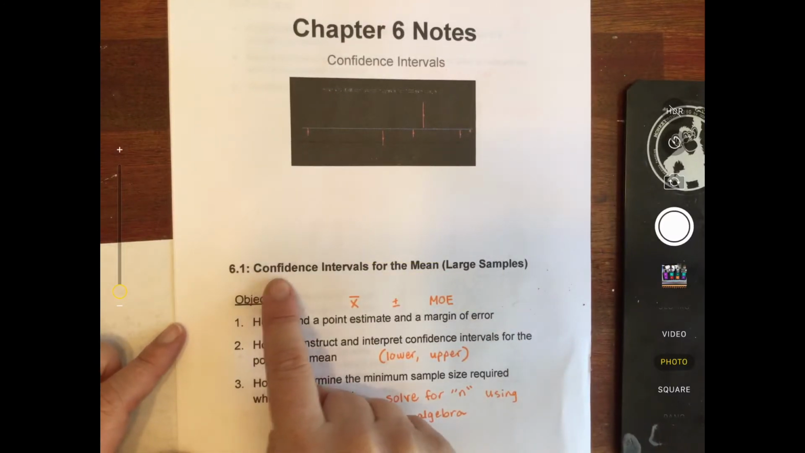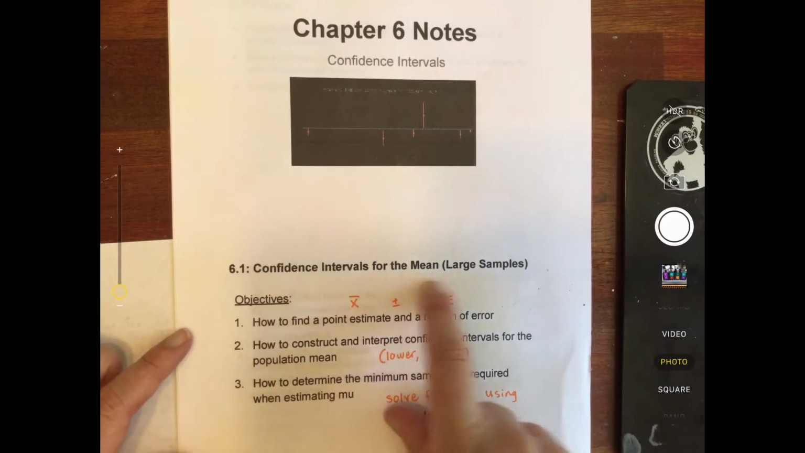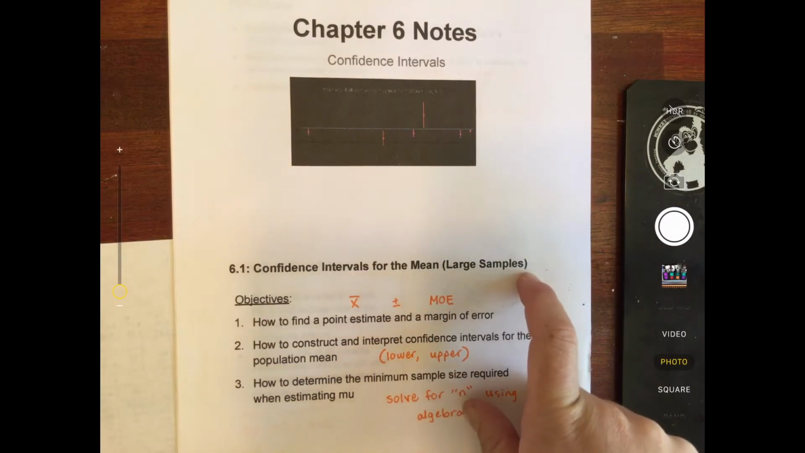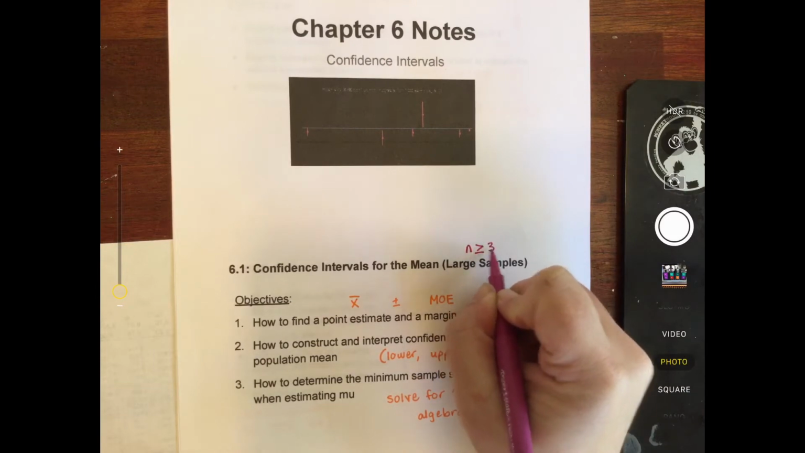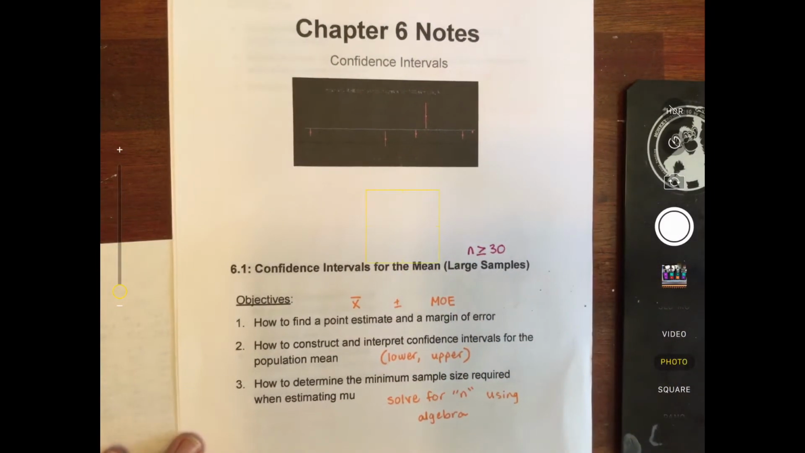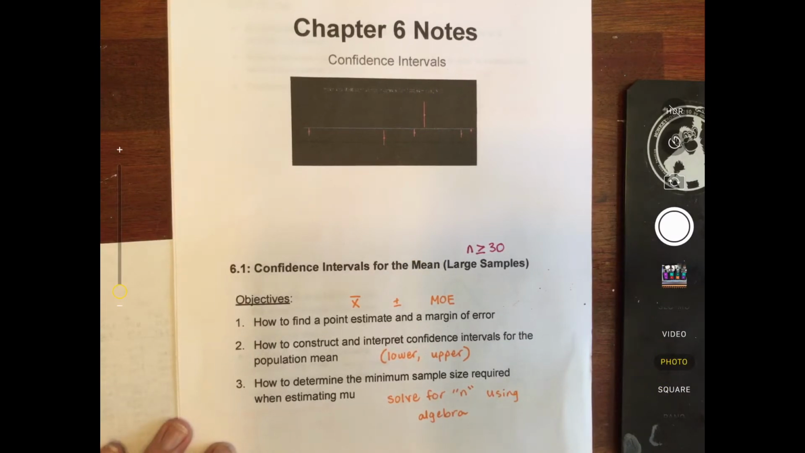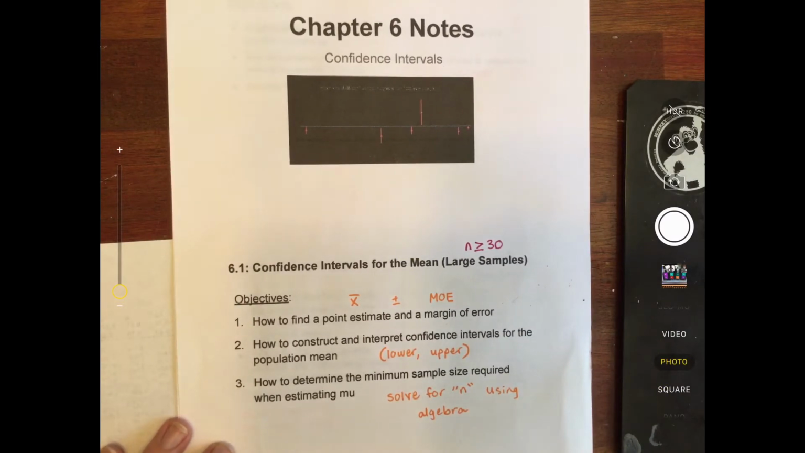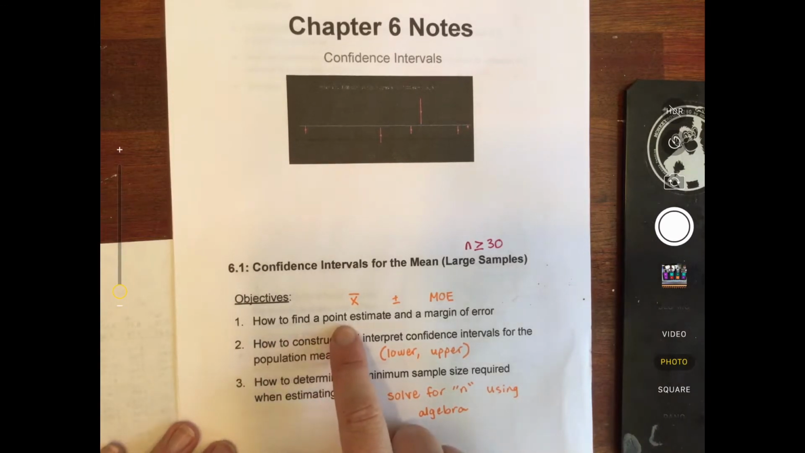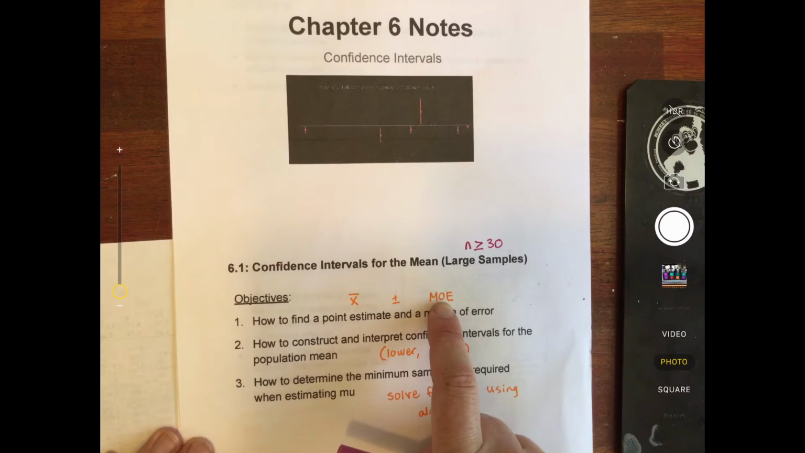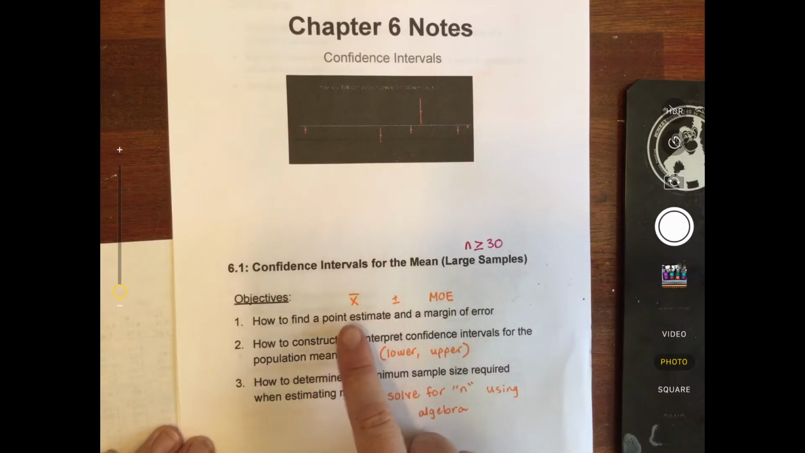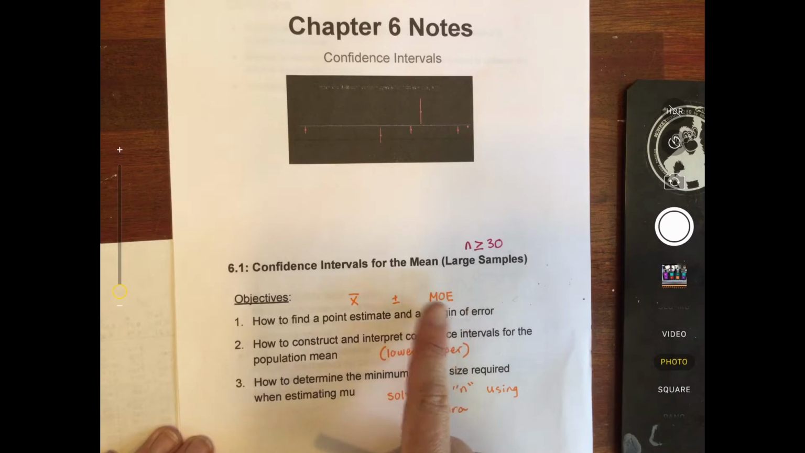6.1 has to do with confidence intervals for the mean, and this is for large samples. So anything n greater than or equal to 30, we will be using this formula and this calculator code when we get there. The objectives: how to find a point estimate. The point estimate here in 6.1 is just x bar. And then how to find the margin of error. Once you have the point estimate and your margin of error, we can find the lower and the upper bound.